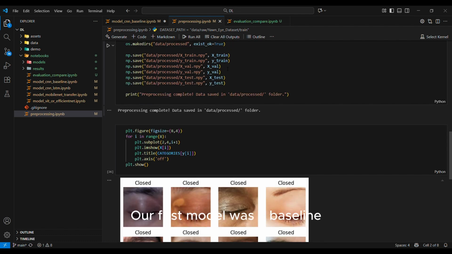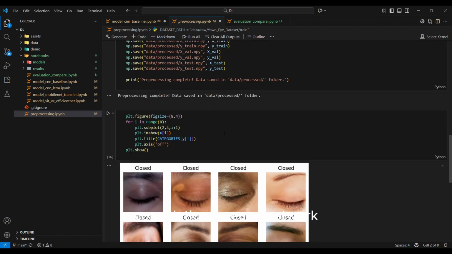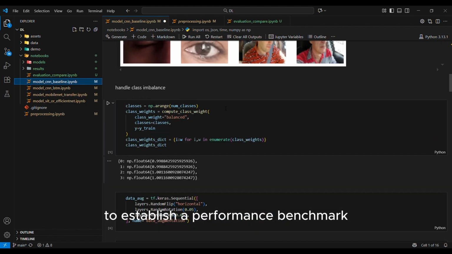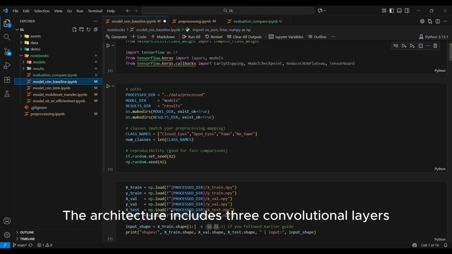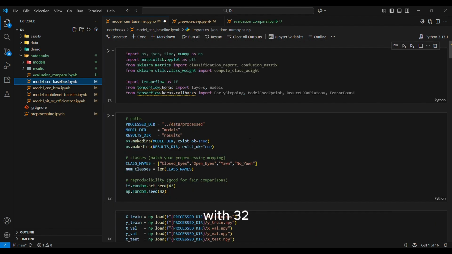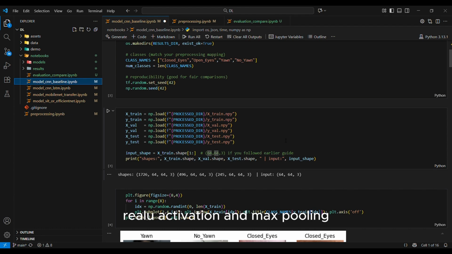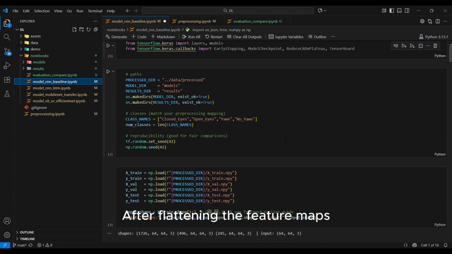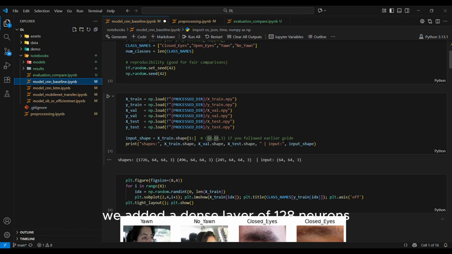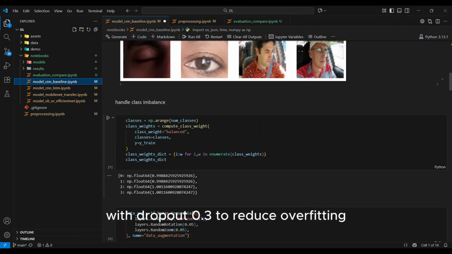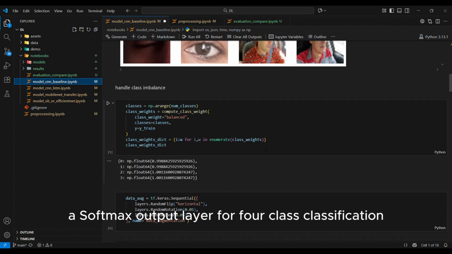Our first model was a baseline convolutional neural network, built completely from scratch to establish a performance benchmark. The architecture includes 3 convolutional layers with 32, 64, and 128 filters, each followed by batch normalization, ReLU activation, and max pooling. After flattening the feature maps, we added a dense layer of 128 neurons with dropout 0.3 to reduce overfitting, and finally, a softmax output layer for 4-class classification.